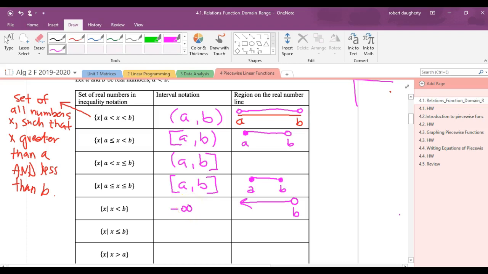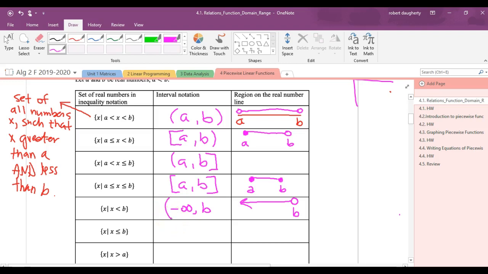Negative infinity up to b, right? Okay, all the numbers that are less than b. What is the smallest number that's less than b? How far can we go to the left? Forever, okay? From negative infinity to b. Negative infinity or infinity will always have a parentheses.